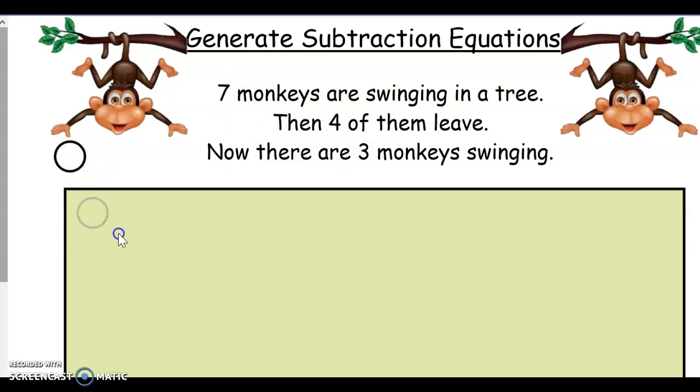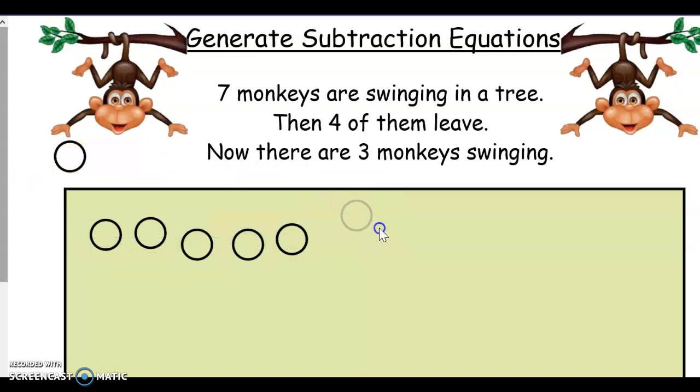Okay, so 1, 2, 3, 4, 5, 6, 7. That's how many monkeys were in the tree at first. Now 4 of them are going to leave. 1, 2, 3, 4. Draw your break apart. They're leaving, so we're going to cross them out. 1, 2, 3 monkeys are left swinging. Yep, that's true. That's what our equation said.